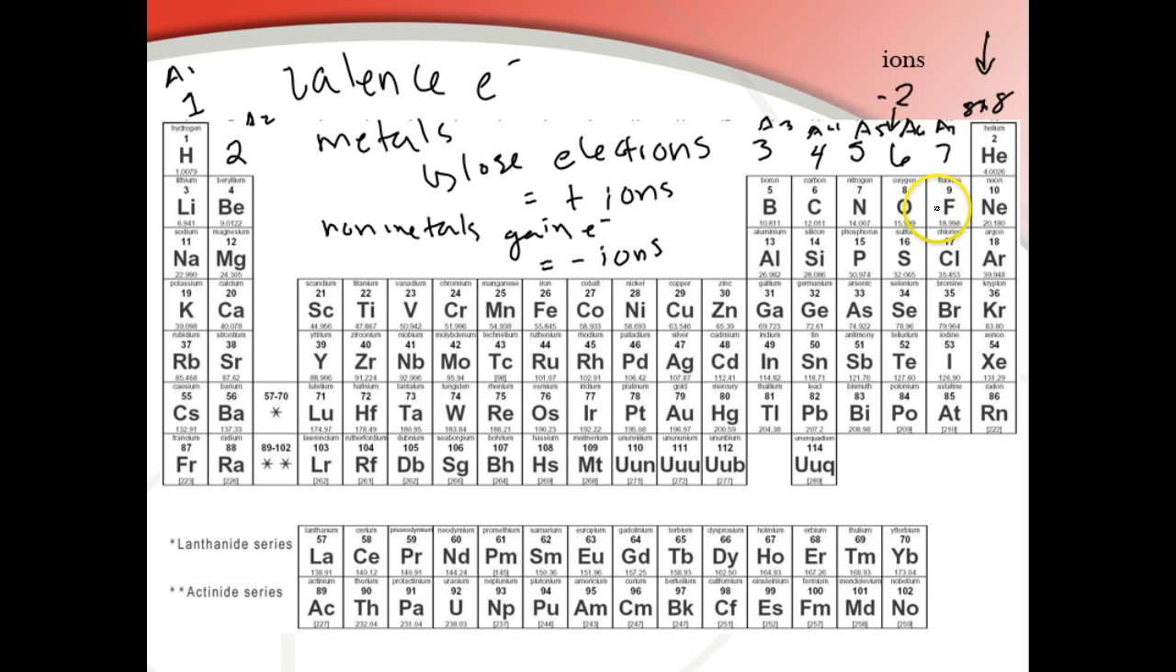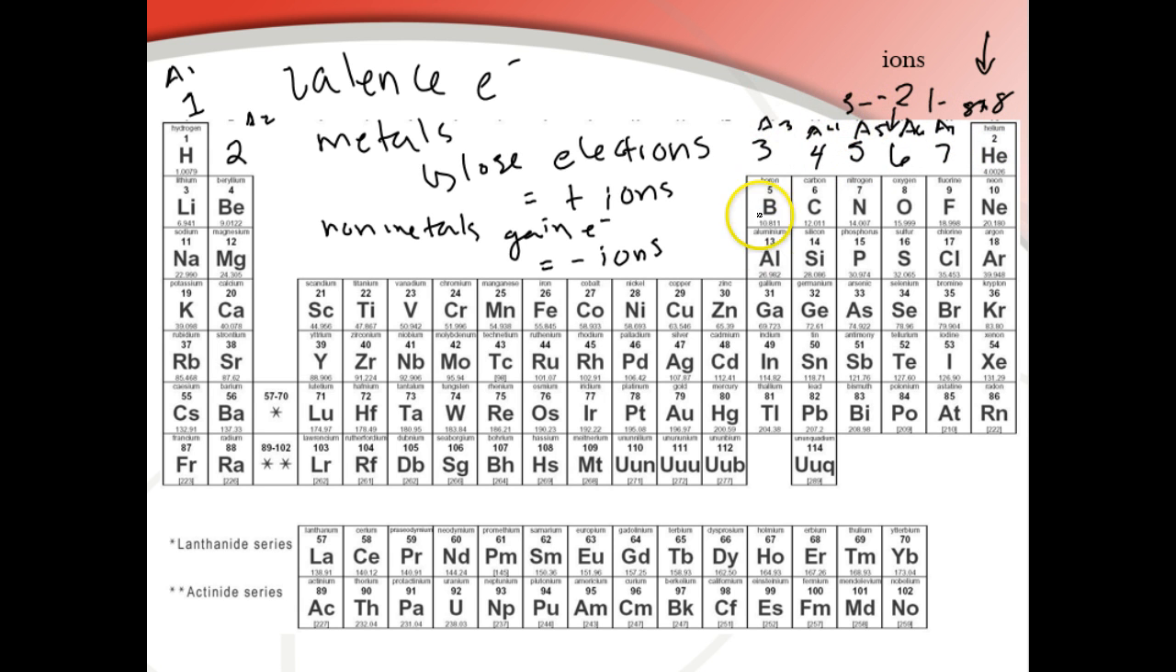For the halogens, they all have 7 valence electrons. And so in order to get to 8, they have to gain 1. Gain 1 negative charge, they have a 1 minus ionic charge. They have to gain 1 electron. For nitrogen's group, 5 valence electrons, has to gain 3, so we get a 3 minus.